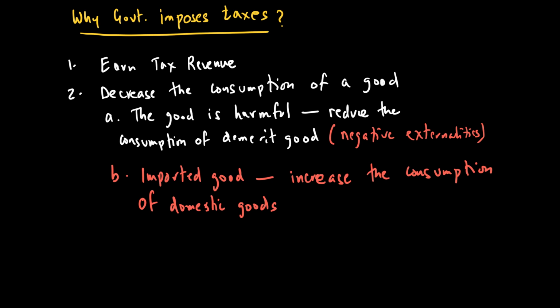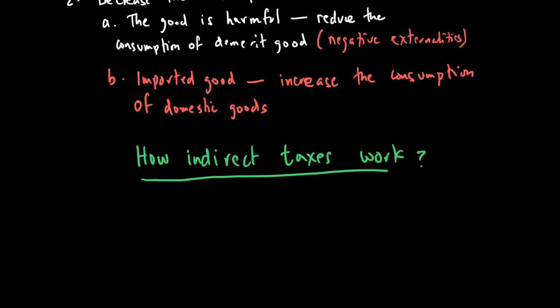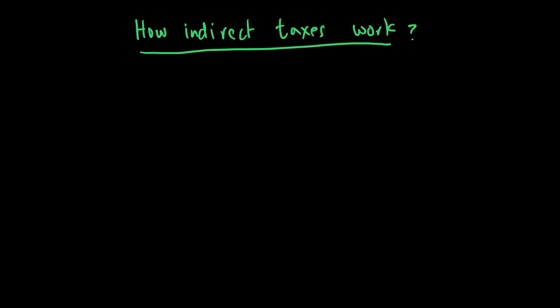Our next discussion is about how indirect taxes work. So let me write this: how indirect taxes work. In other words, how will my indirect tax affect the equilibrium price and equilibrium quantity, and what are the consumer surplus before and after tax, and also what is the amount of government tax revenue.